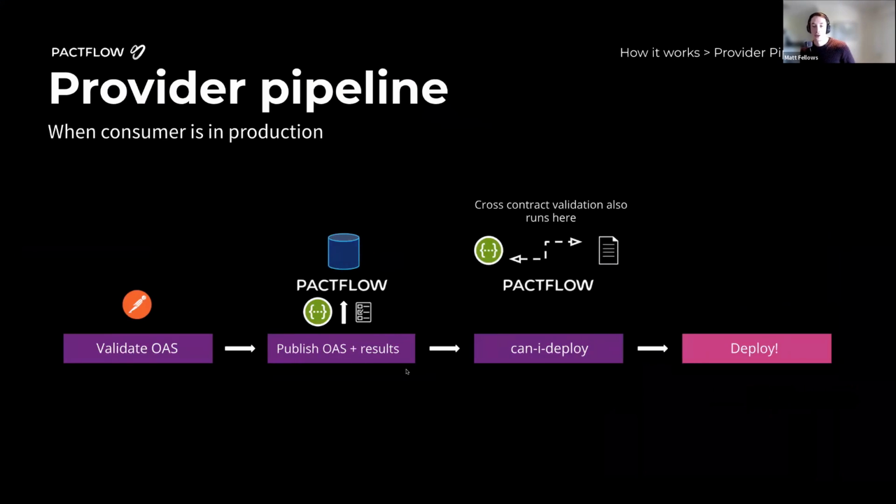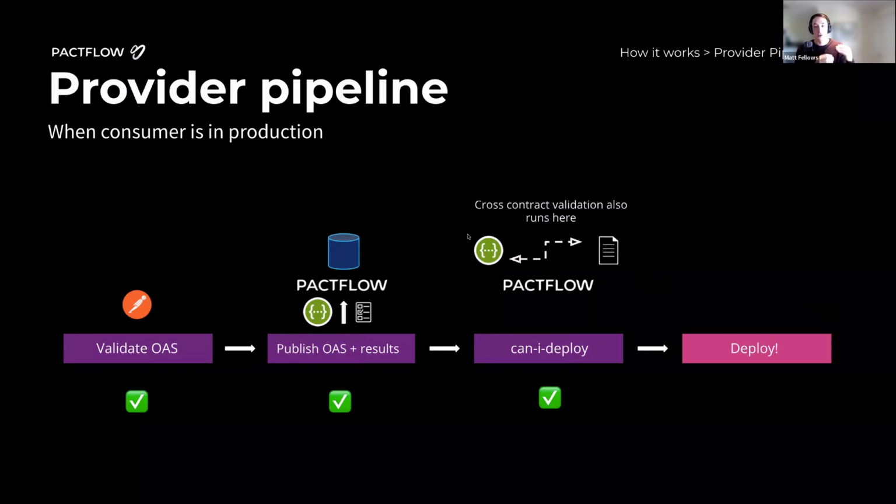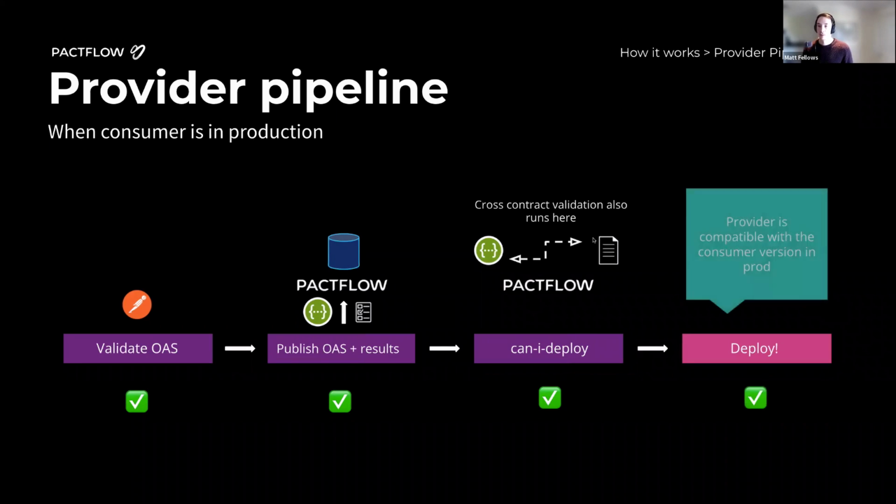Okay, so just coming back to Postman to just close this out. Again, now that the consumer is in production, every time we run the Postman build now, it's going to run the exact same steps as before, except during can I deploy, it's going to run that cross-contract validation each time as well. So once we've got two things in production, or in any environment for that matter, Pactflow is going to make sure they stay compatible. We can't undo that now. Cool.